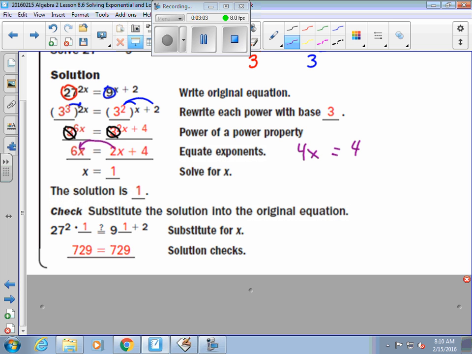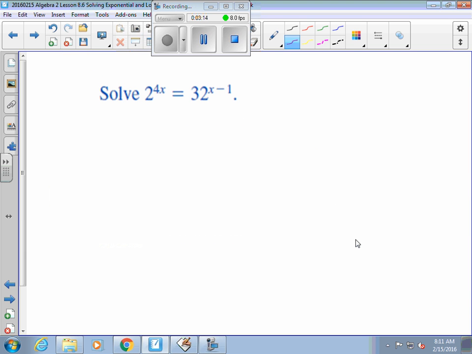So what you're trying to do with these is get them to have the same base. Once they have the same base, eliminate the base, and then solve the simple, what I call algebra 1 equation.